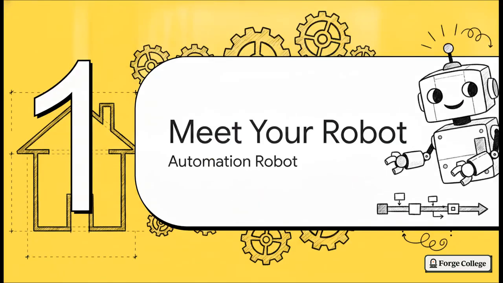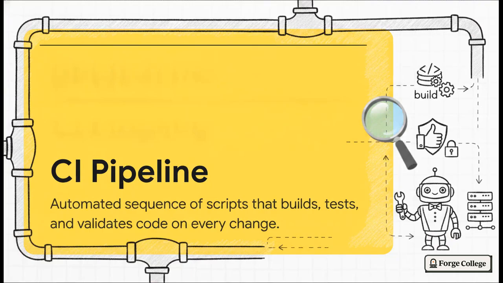All right, Section 1. Meet your automation robot. Let's start with the absolute core component of our architectural blueprint and officially meet your new best friend. A CI, or continuous integration pipeline, is exactly that. It's an automated sequence of scripts that builds, tests, and validates your code on every single change you make.